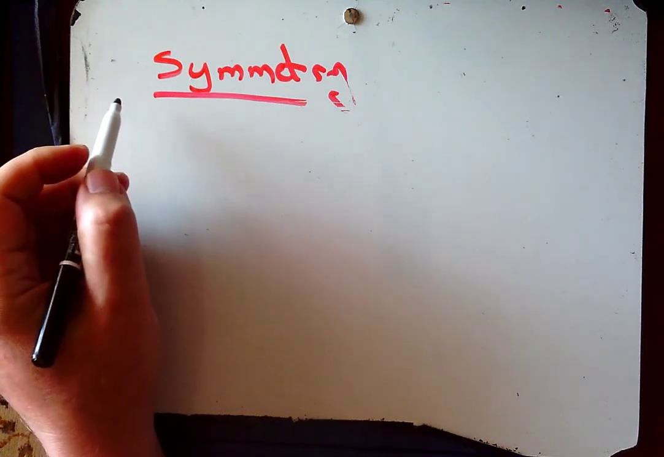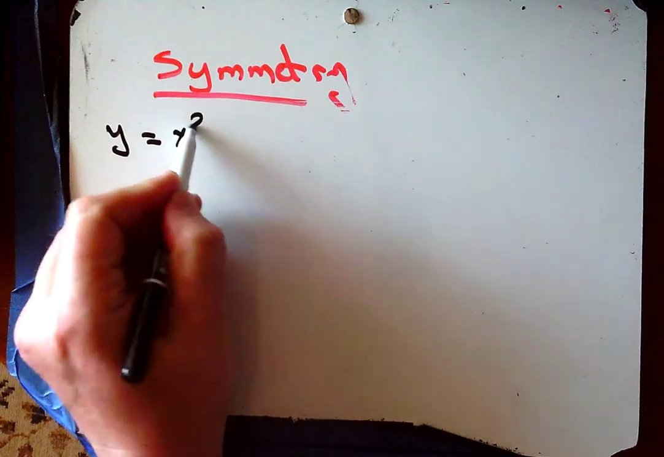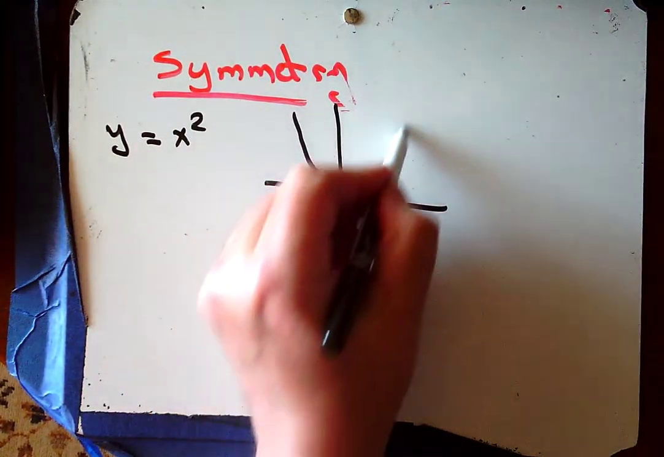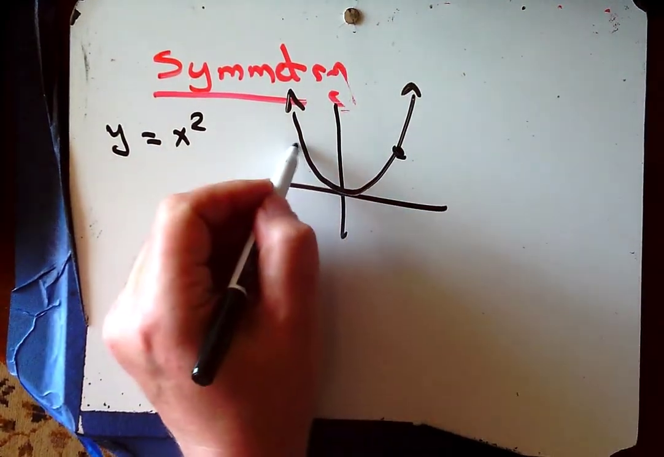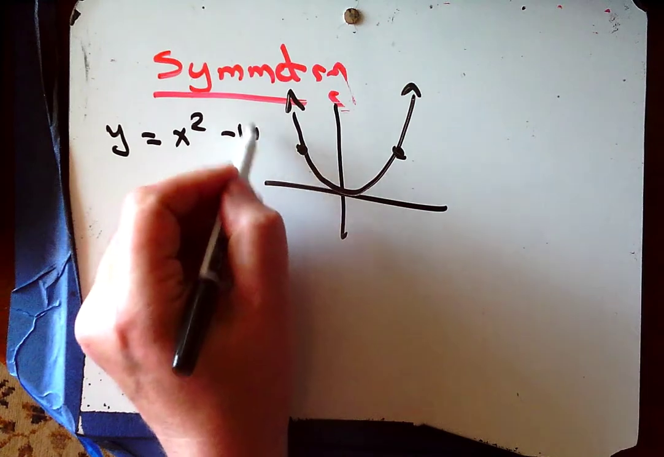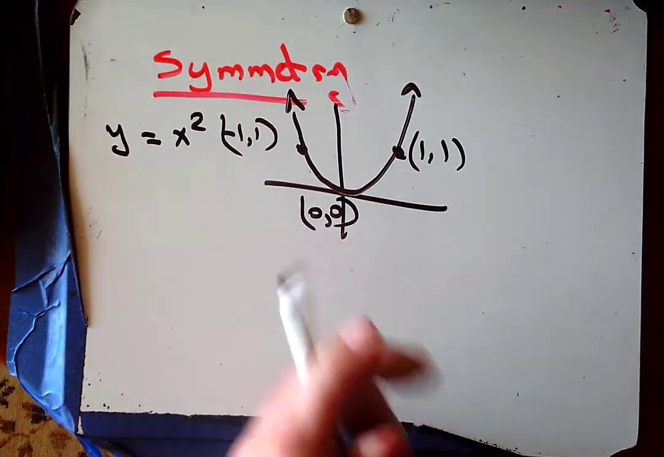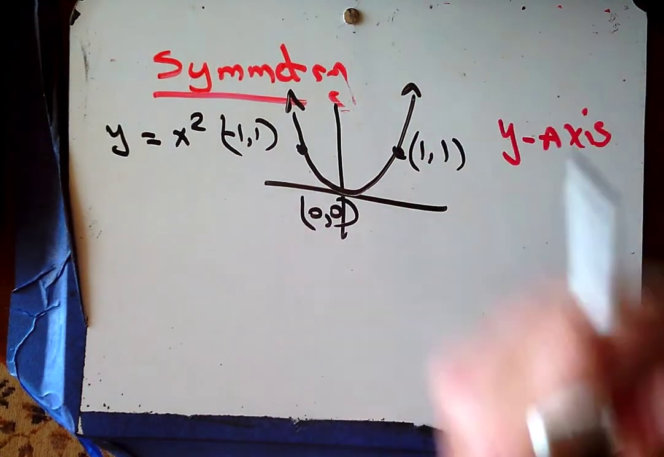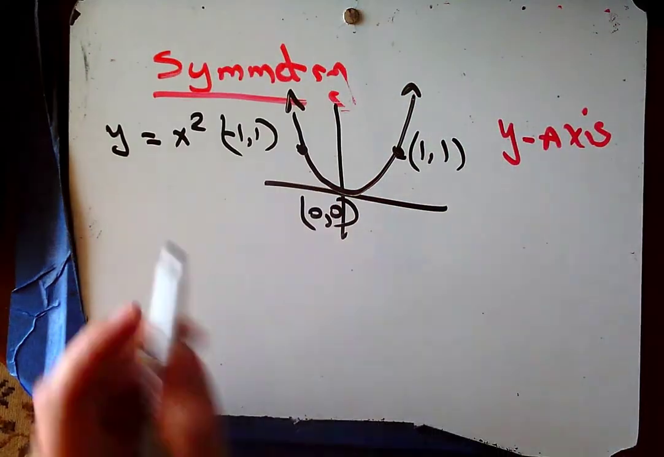So let's take a look at some of our graphs. Y equals x squared. What do you think? X-axis symmetry, y-axis symmetry, origin symmetry, or none of the above? That's right, this is an example of y-axis symmetry. We see that this can fold onto that.